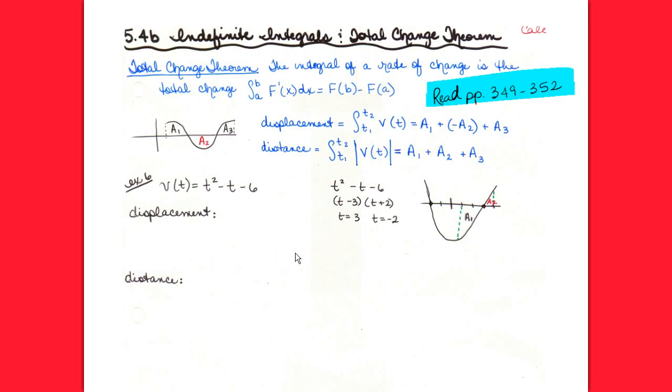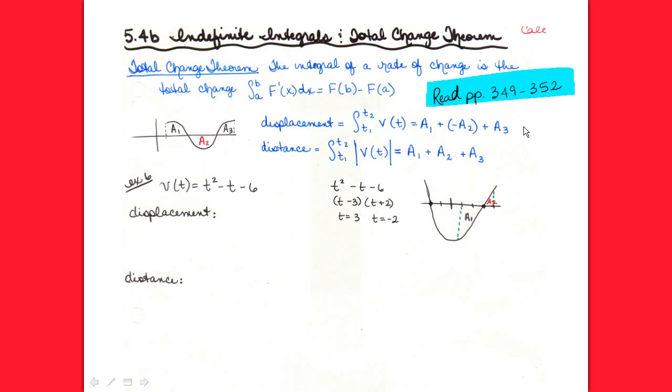All right, so let's look at example number 6. Example 6 says a particle moves along a line so that its velocity at time t is represented by the equation v of t equals t squared minus t minus 6, measured in meters per second. Find the displacement of the particle during the time period 1 to 4 and the distance traveled during that same time period.